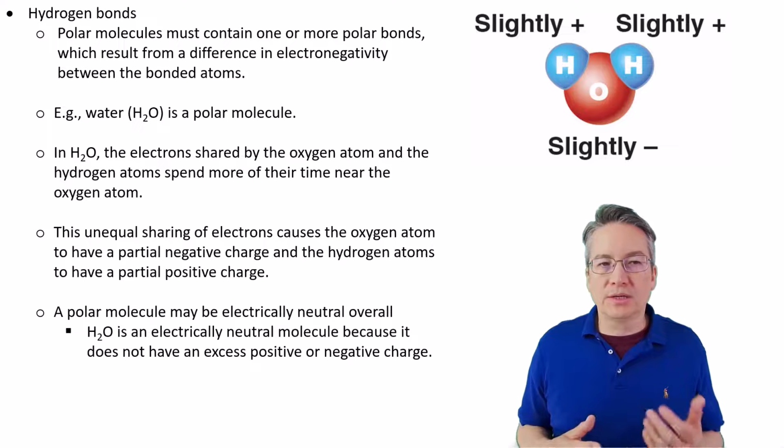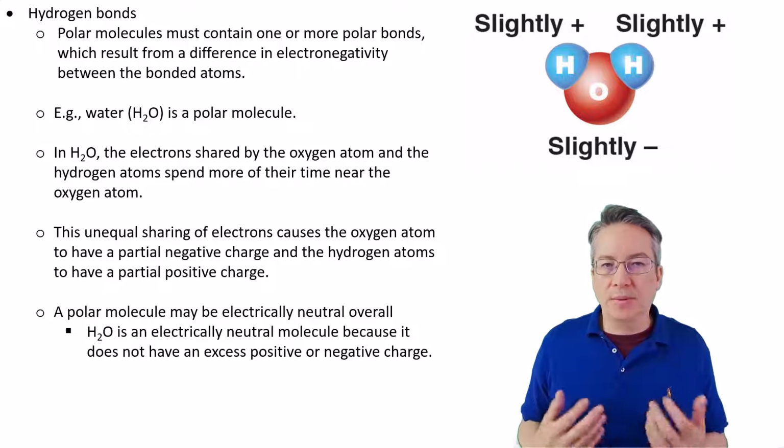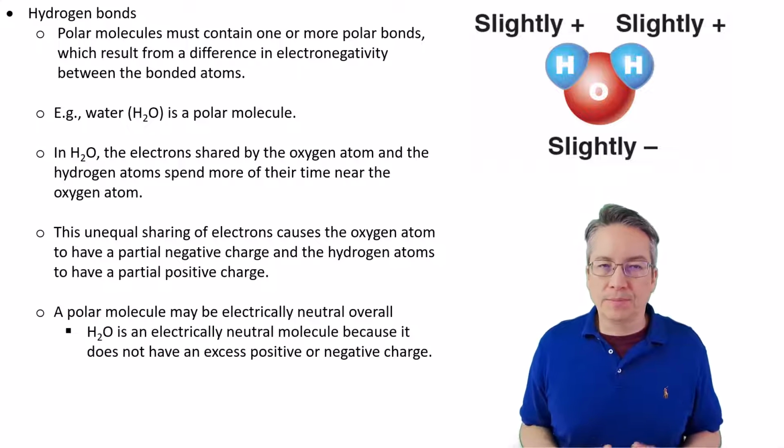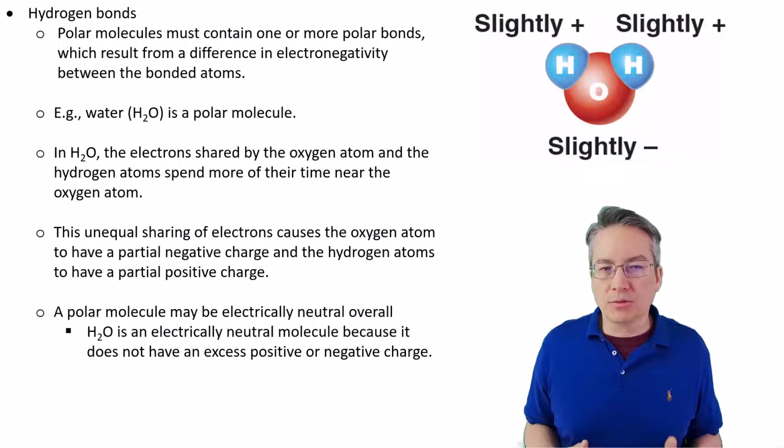In this video, I'm going to discuss hydrogen bonds. But before delving into hydrogen bonds, we need to talk a little bit about polar molecules. Polar molecules must contain one or more polar bonds, which result from a difference in electronegativity between bonded atoms. An example would be water, H2O. This is a polar molecule.